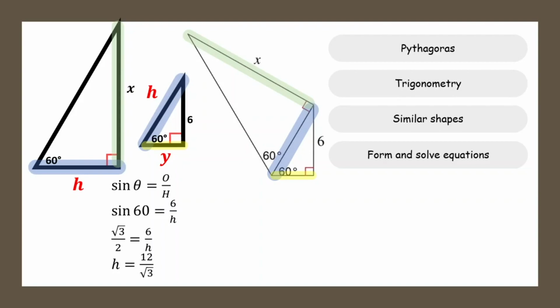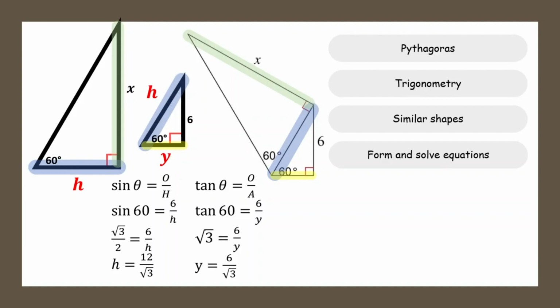In a similar way, I should be able to find a length for y, but I won't be using sine theta since this time round I'm working with the adjacent and the opposite. Tan theta equals opposite over adjacent. Let's substitute what we know. Tan 60 equals 6 over y. Tan 60 is just root 3. If we make y the subject from here, y equals 6 over root 3.